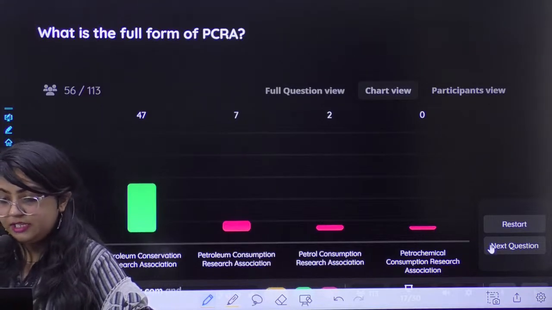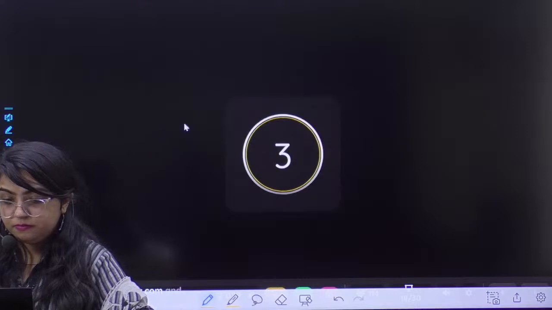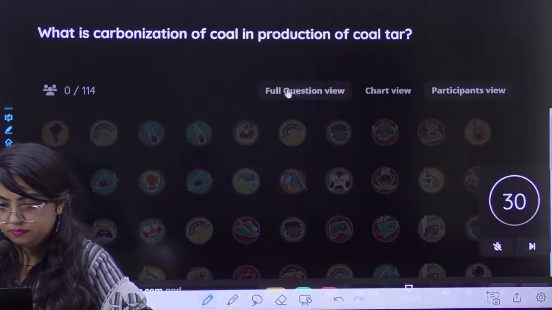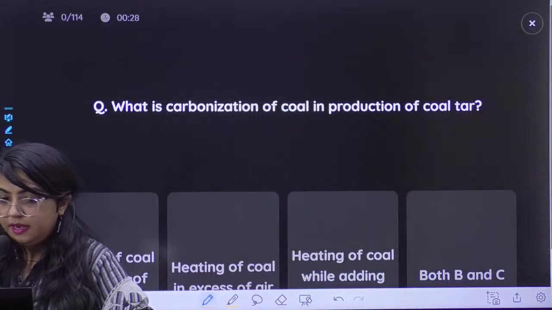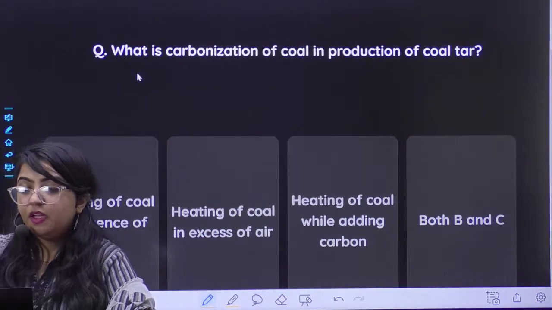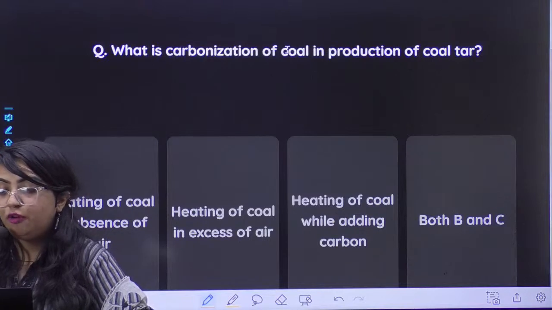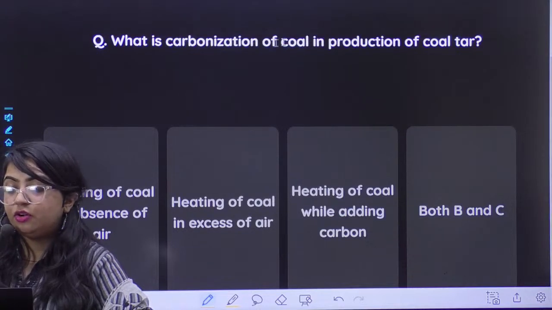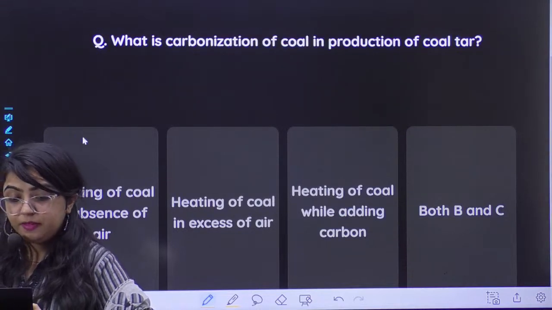Okay, so now the next question. Next question is, what is carbonization of coal in production of coal tar? So they are asking what carbonization of coal is.